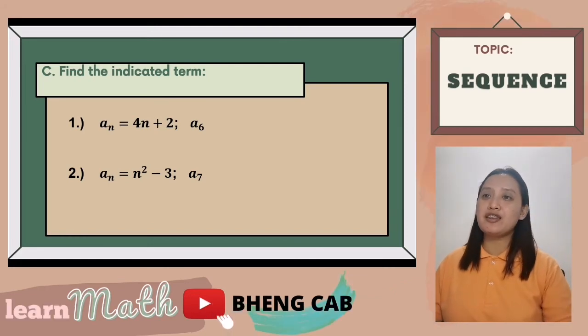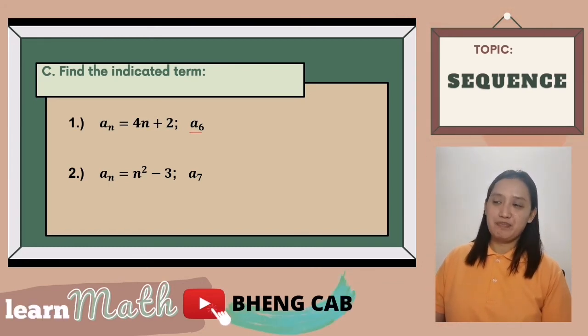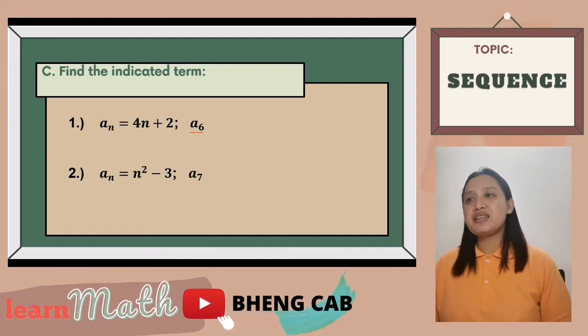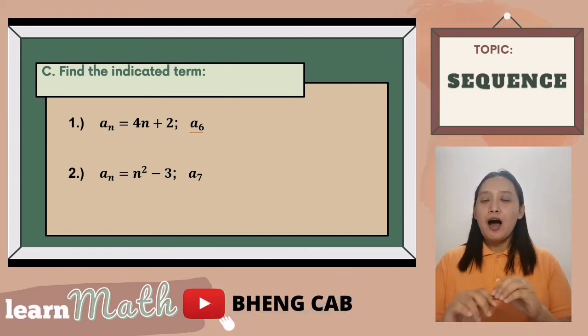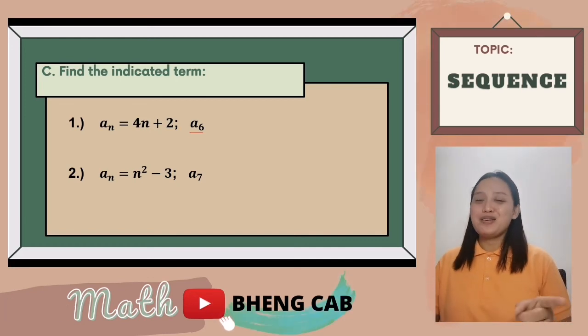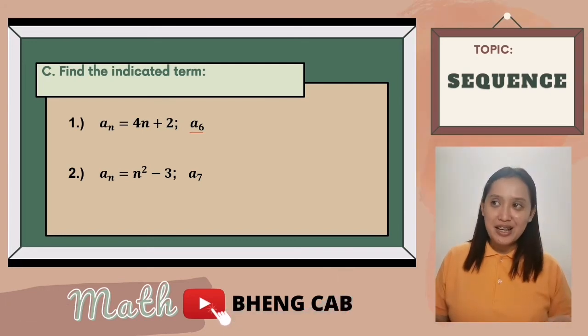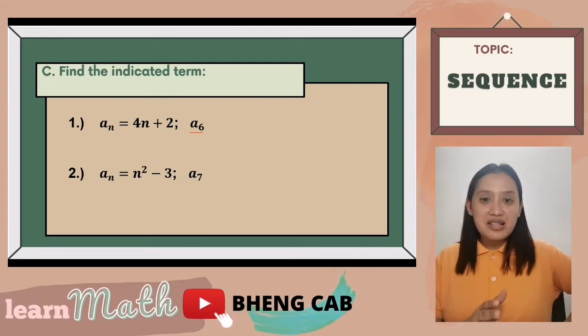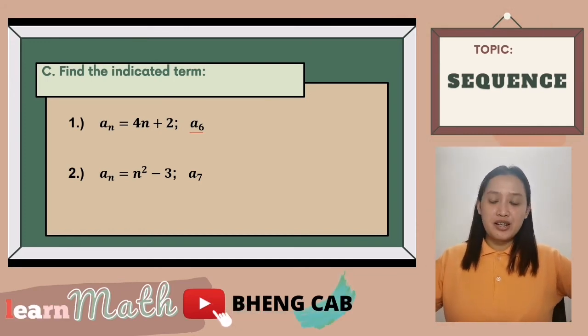So, meron tayo ditong general rule, at meron tayo ditong specific term. Using this general rule, parang ganito yung idea nito. Meron kang sequence, pwede mo siyang gawing general rule, at yung general rule naman, pwede mo siyang gawing sequence. Yung sequence na yun, di ba, may particular siya: first term, second term, third term, fourth term, fifth term, sixth term, so on and so forth.